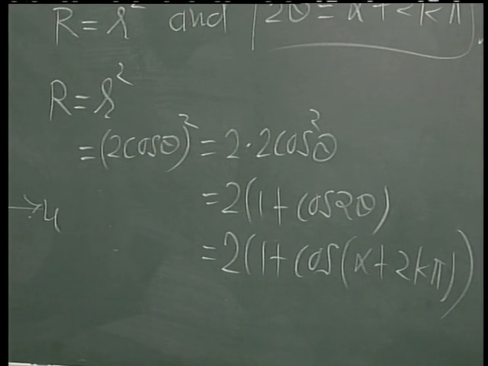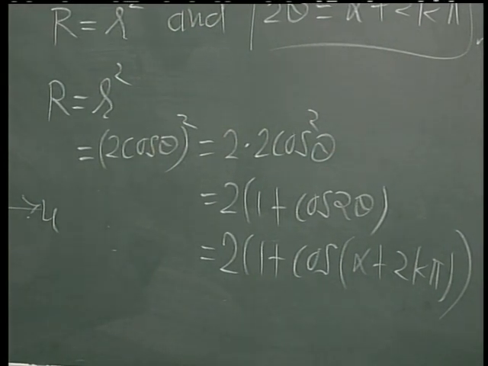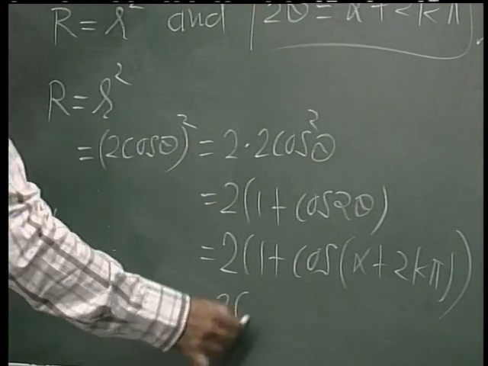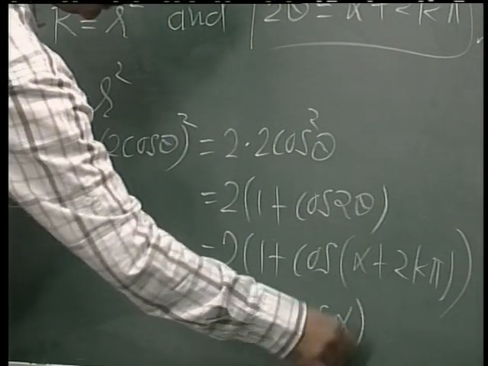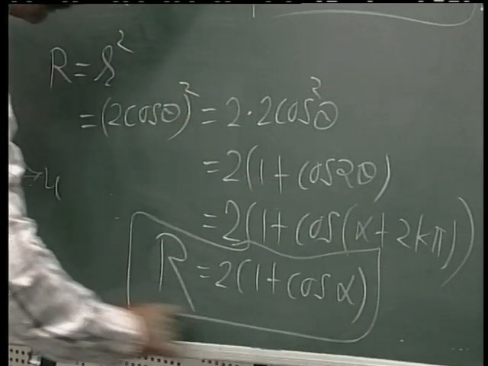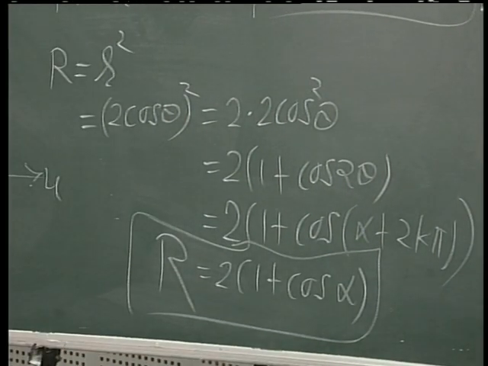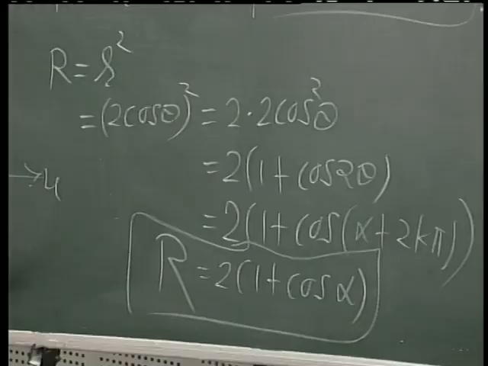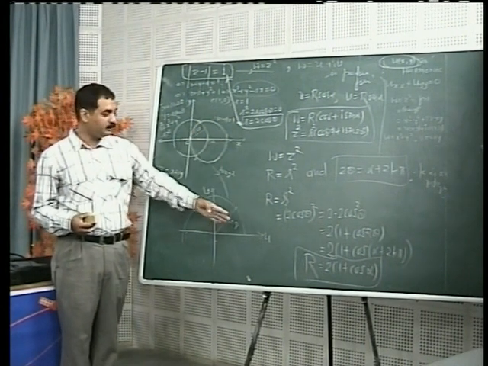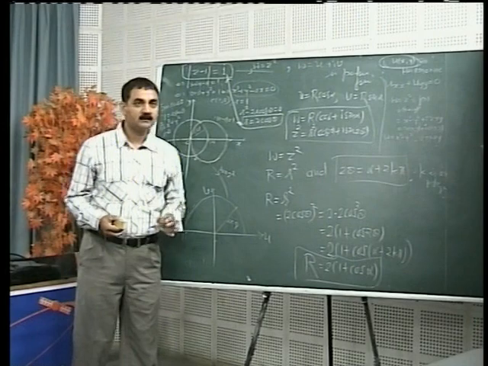And 2k pi is the period of cos: 2 pi is the period, k is an integer. So this is 2 into (1 plus cos alpha). The image is R equals 2 into (1 plus cos alpha). Now we just see it represents a cardioid. R equal to 1 plus cos alpha represents a cardioid. So the image of the circle mod z minus 1 equals 1 is the cardioid R equals 2 into (1 plus cos alpha).